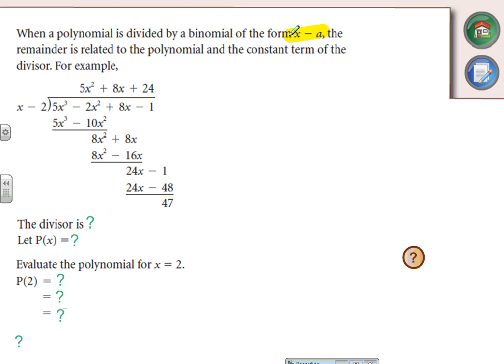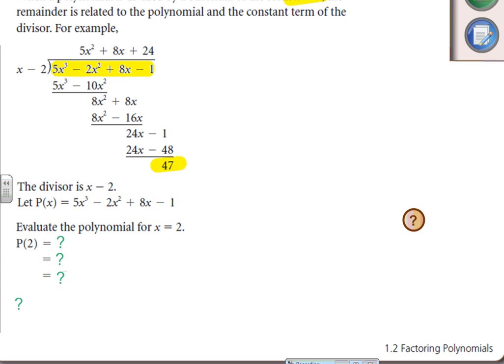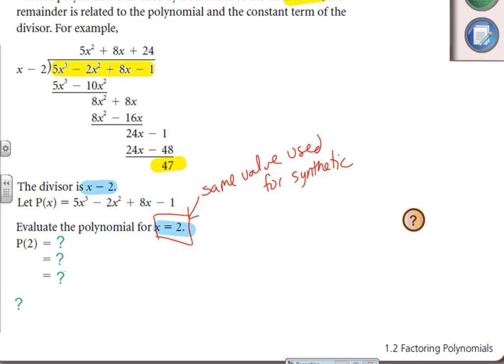So in this case, when we do our whole division of this one, we got a remainder of 47. The same thing will happen if we take our divisor and we take our polynomial and we evaluate at x equals 2. This is the same value we use for synthetic. It's the additive inverse of x minus 2. So we're going to use x equals positive 2.